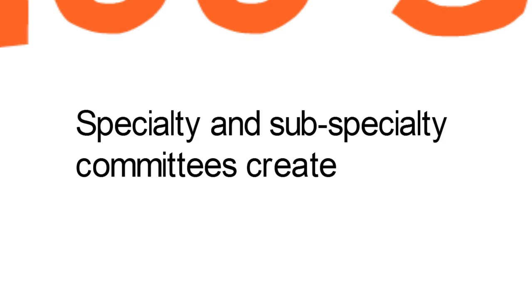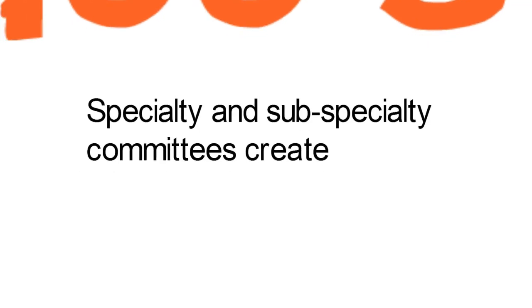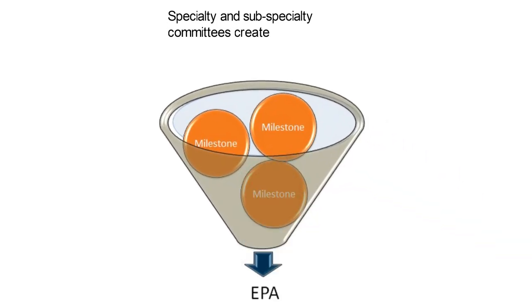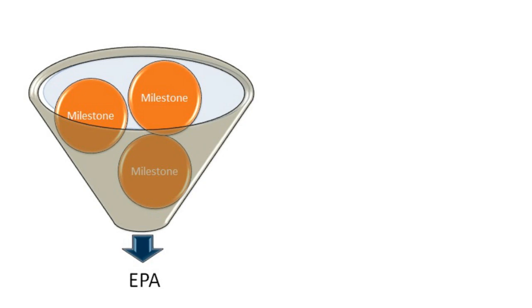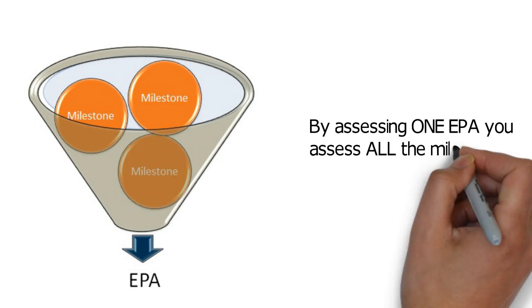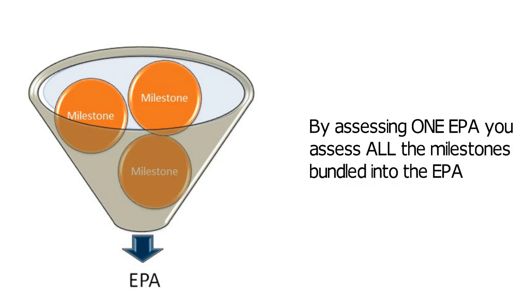For implementation to be practical, each specialty or subspecialty has created EPAs. Each EPA bundles several milestones into it. By assessing one EPA, all the milestones that are bundled into that EPA are automatically assessed.